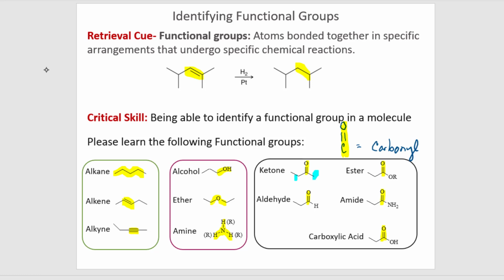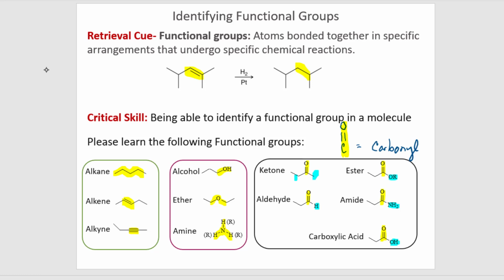When the carbonyl has at least 1 hydrogen on a side, it's an aldehyde. If the carbonyl has an oxygen carbon right off of it, it's an ester. If the carbonyl has an NH2 right off of one side, it's an amide. And when a carbonyl has an OH off of one side, it's a carboxylic acid.